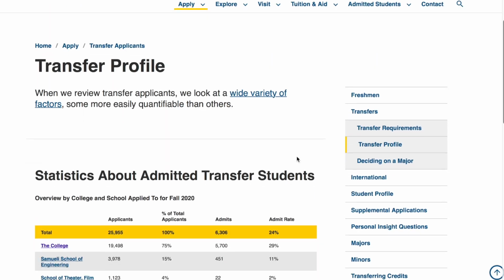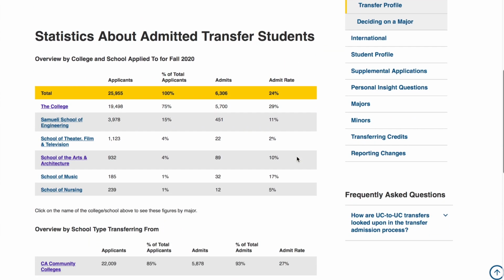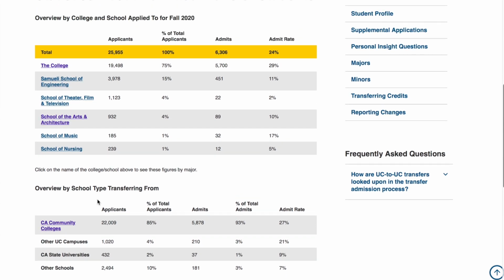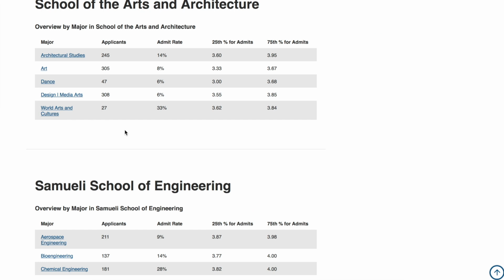So you can look at the school, as I mentioned, you can look, for example, at the admitted GPA over the last year or the last few years for the college, for the School of Art and Architecture, for this engineering school. You can click further and you can go in and look per major for the past few years and see who has been admitted in terms of GPA. So it is a really incredible resource, guys. This is something you should definitely check out.